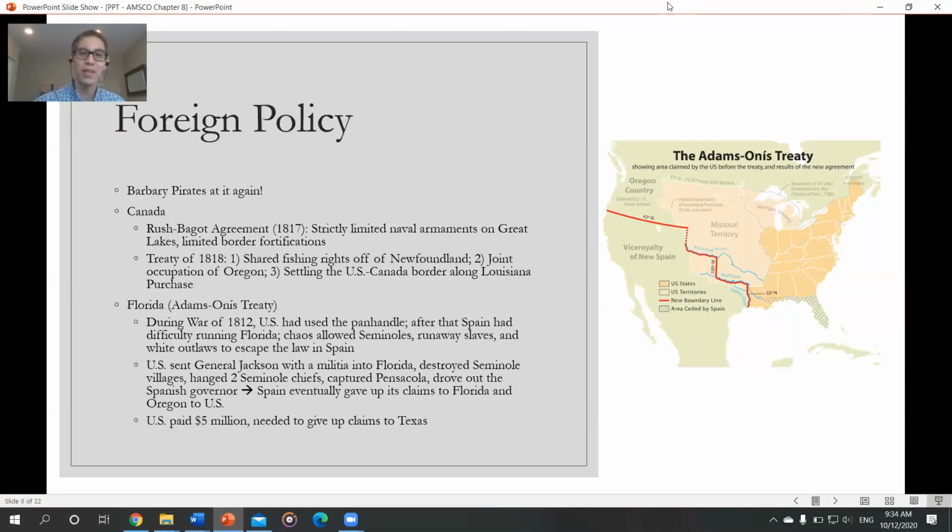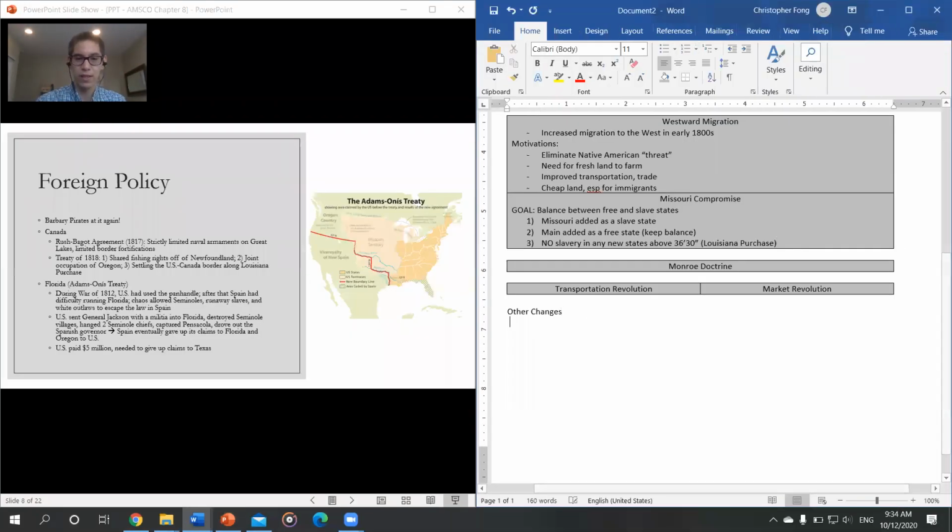And so what we're basically seeing, I'm going to put this in other changes because it doesn't really fit anywhere else. There's cooperation with Canada during this time period. There are limited fortifications, so they're not building forts or defenses. There are shared fishing rights, and then there are borders that are agreed upon. So in terms of foreign policy with Canada, decent relationships with them as they're starting to negotiate who controls what.